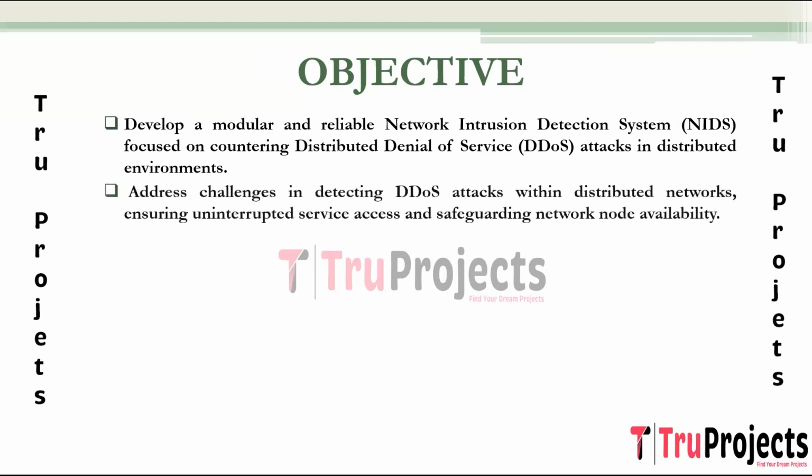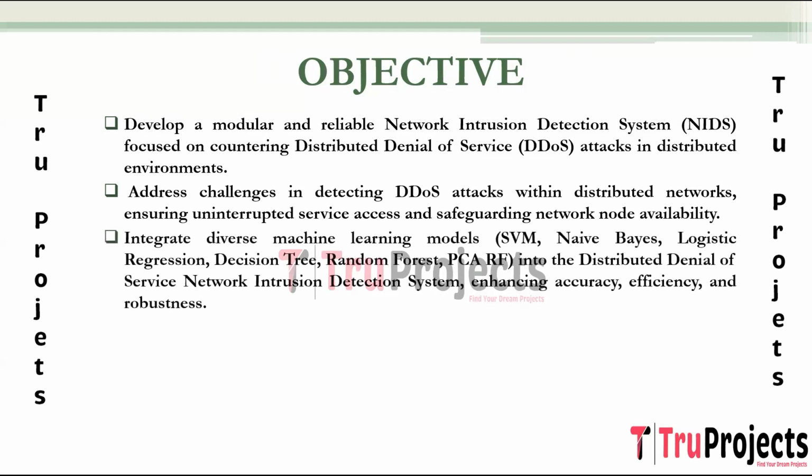The primary aim is to address the distinct challenges associated with detecting DDoS attacks within distributed networks. The focus is on preventing unauthorized nodes from disrupting service access while ensuring the availability of network nodes. Objective is to implement and integrate diverse machine learning models including SVM, naive Bayes, logistic regression, decision tree, random forest, and PCA-RF into distributed denial of service network intrusion detection system to enhance its accuracy, efficiency, and robustness in detecting and mitigating security threats within distributed networks.